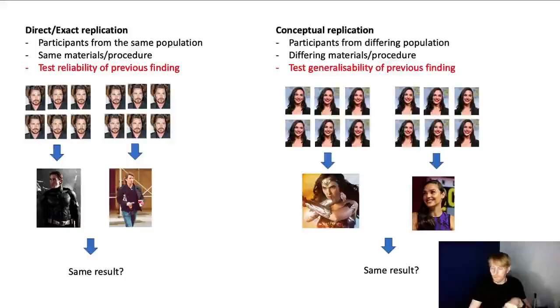So the purpose of doing a direct study is essentially to find out whether the study is reliable. Can we reliably reproduce this result? The purpose of doing a conceptual study is to see whether we can generalize it. It's about expanding the original theory. We know this theory applies to this subset of people for these reasons. Maybe it can apply to these as well.